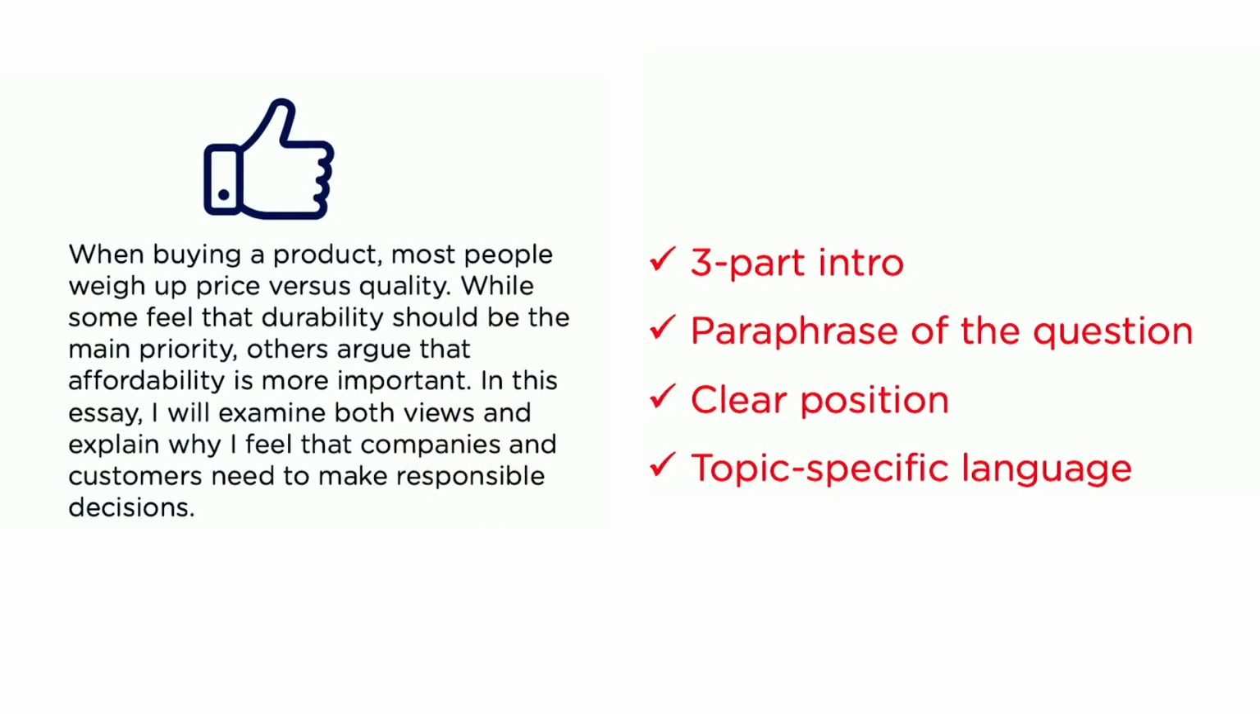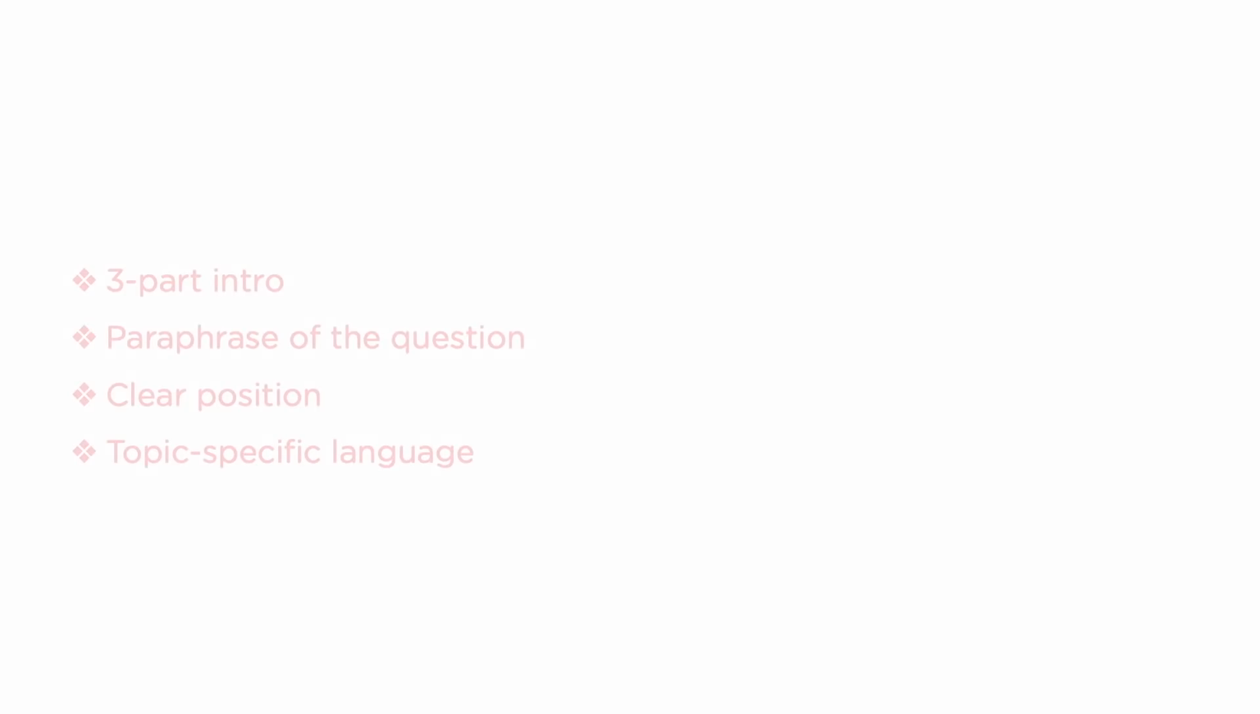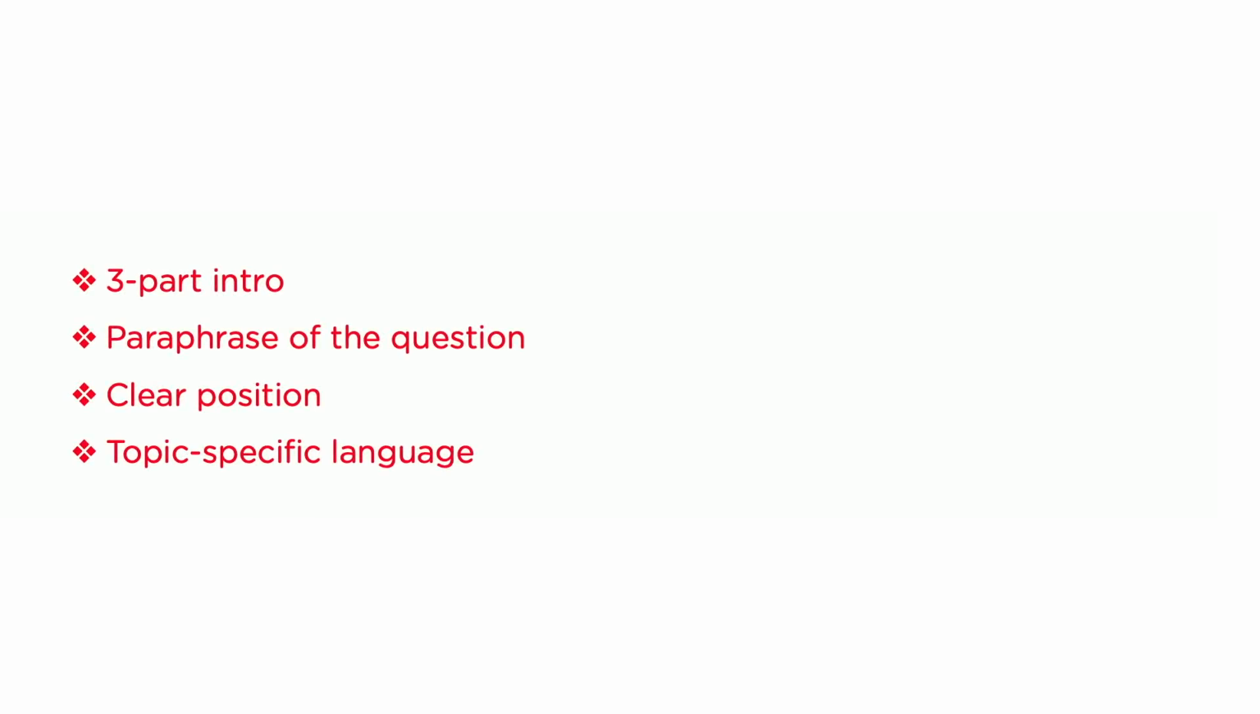In the second sentence, look at these words: durability, priority, affordability. Third one, customers, companies, responsible decisions. Lots of rich vocabulary here. So only 3 sentences, but this writer is off to a really good start. So let's take this checklist and have a look at an introduction that is not so good.